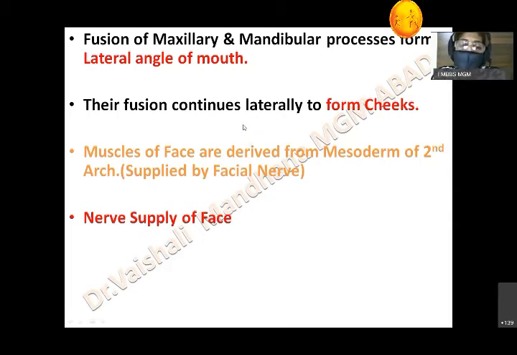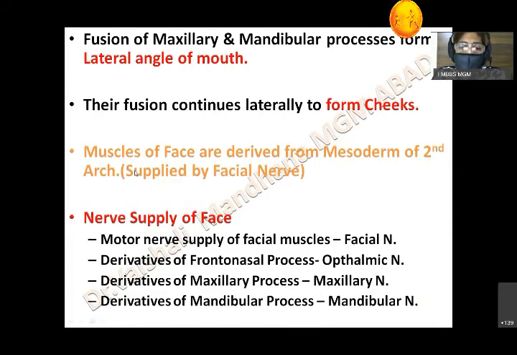Now, what is the nerve supply? It is very easy to remember. Motor nerve supply, that means muscles of the face, they are supplied by the facial nerve. It is very easy to remember, face muscles, facial nerve. Derivatives of the frontonasal process, that means frontonasal process which is reduced now to form the intermaxillary segment, and all those parts, they are supplied by the ophthalmic nerve. So derivatives of the frontonasal process, including the forehead, they are supplied by the ophthalmic nerve. Okay.